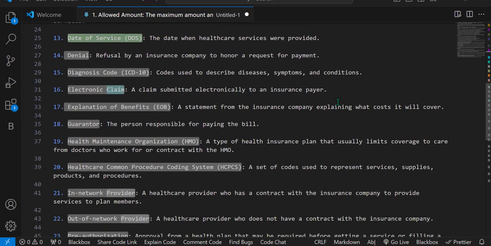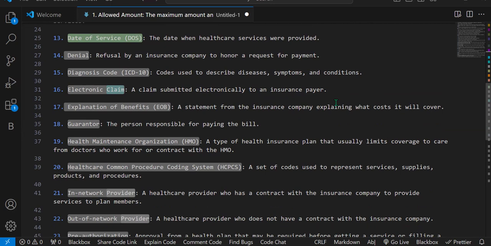And the next one is Healthcare Common Procedure Coding System, HCPCS. A set of codes used to represent services, supplies, products, and procedures.